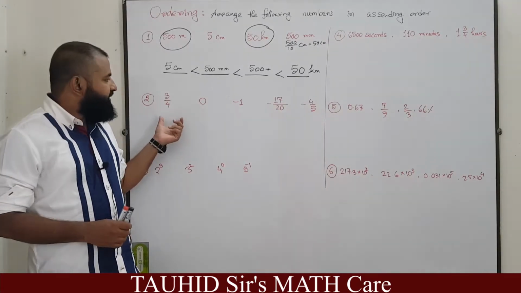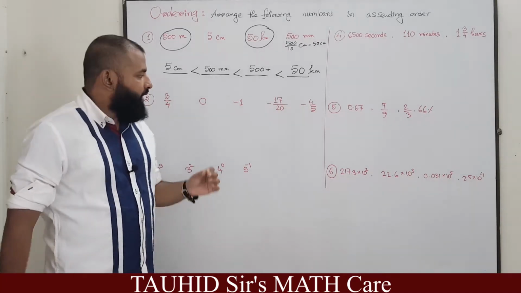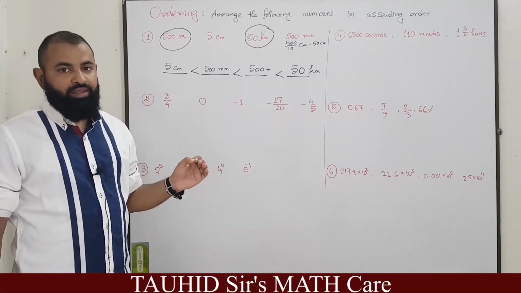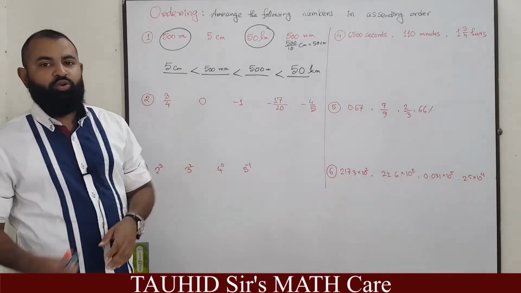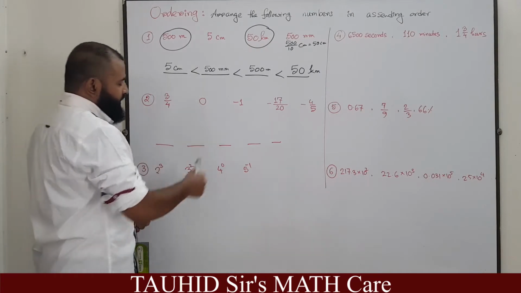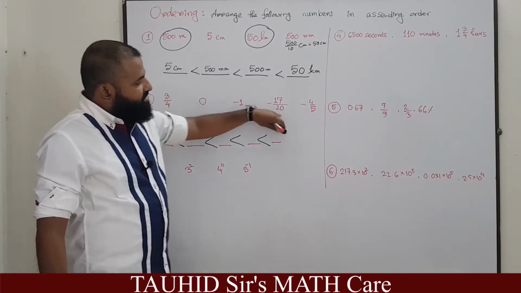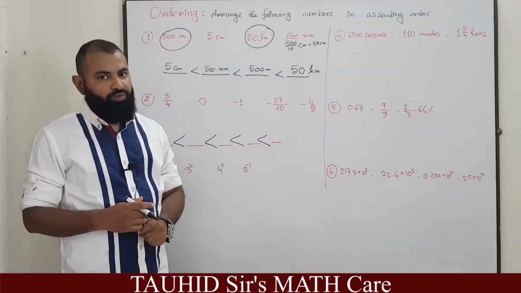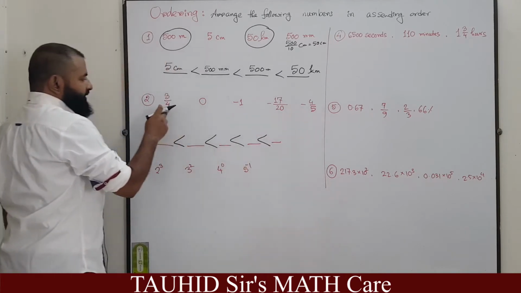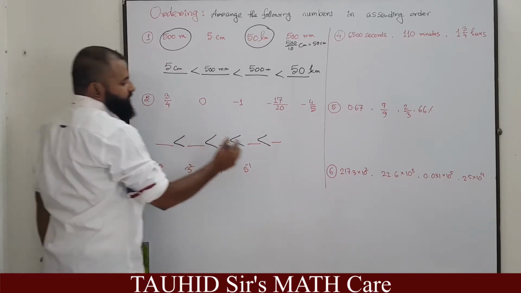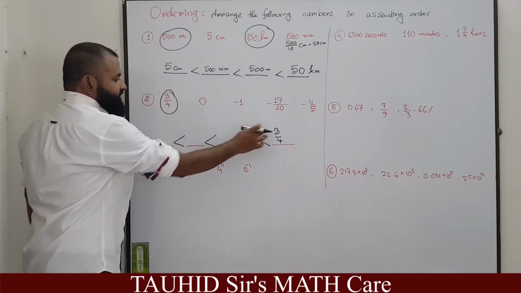Now come to the second example. Here you are given 5 data and you need to arrange them in ascending order. That means you will start from the smallest and end at the largest. In these 5 places we will place these 5 numbers. You can see that these 3 numbers are negative numbers, so they are smaller, and this one is the only positive number, so it will be the largest number, 3 by 4. So this is placed here.